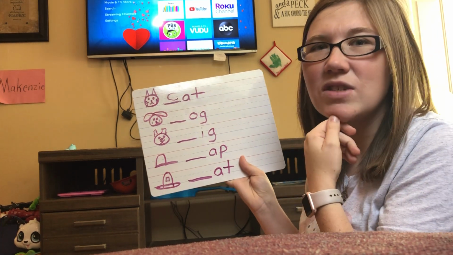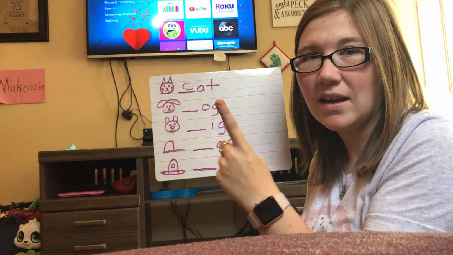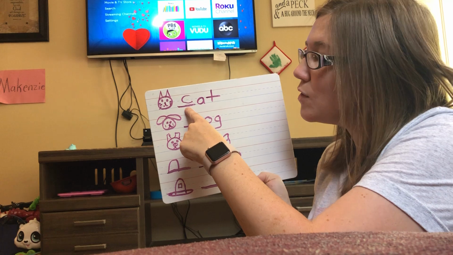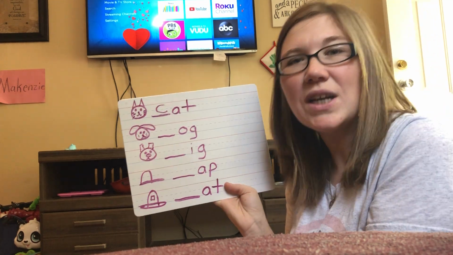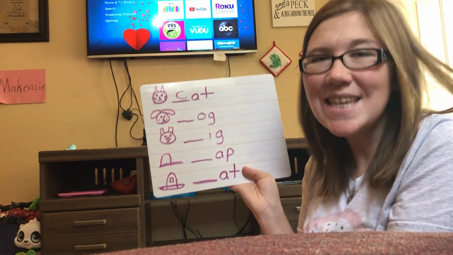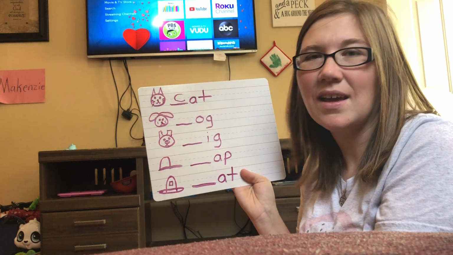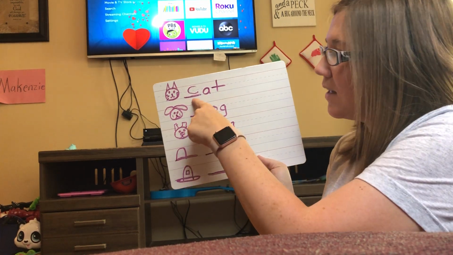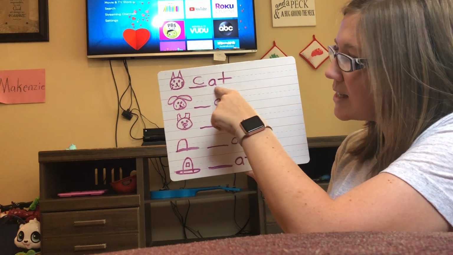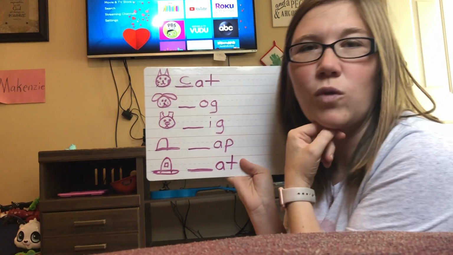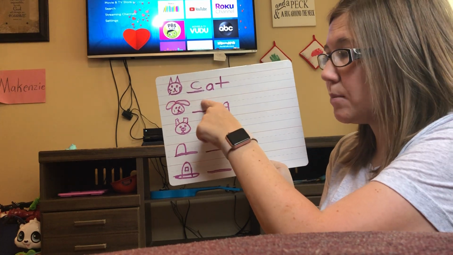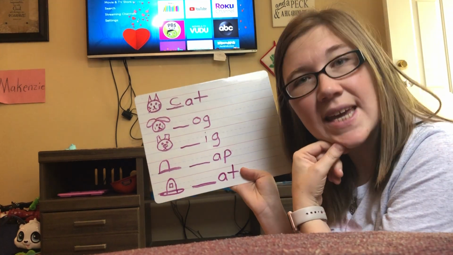Now what letter says k, k, k? You're right, it's the letter C. So the beginning sound in the word cat is C. Good job. Miss Candace had already written the whole word cat for us. Now on the next one, we are missing the beginning letter or the beginning sound.